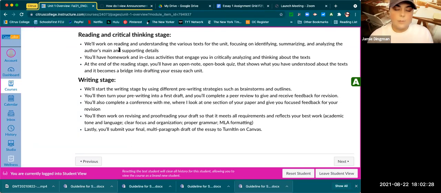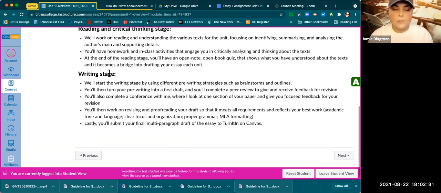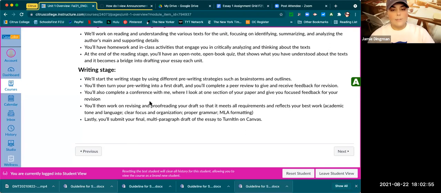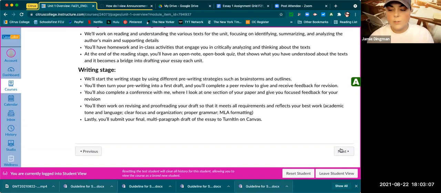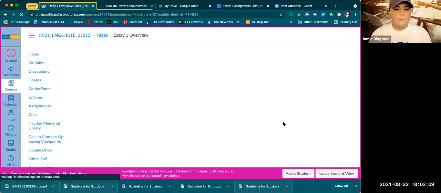Then once we are finished with the reading and critical thinking stage, we progress into the writing stage. That's where we start using different pre-writing strategies, such as brainstorms and outlines. We'll then take those pre-writing activities and turn them into drafts, and we put our drafts together in chunks, in multiple pieces. I'll never have you just sit down and write a whole essay. We do it together in pieces. Then we come to that last stage of writing after we get our essays going, and that's revising and proofreading. So we go through all these different steps, and you're learning these different skills as we work on this first unit.